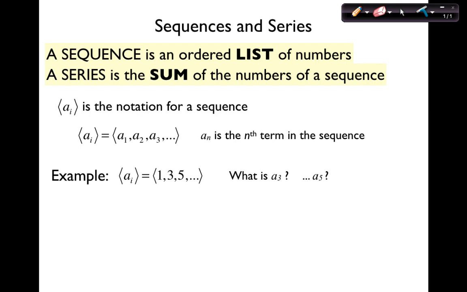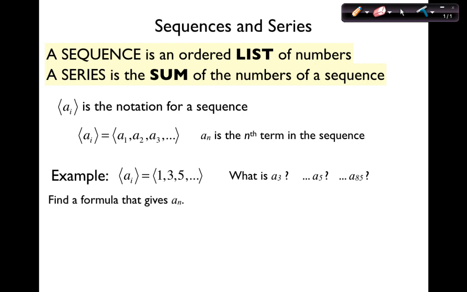Now, if this same pattern continued, what would A5 be? Someone said 9. Agree with that? It'd be 9. A5 would be 9. All right, what about A85? Not immediately known. Not immediately known, but we could figure it out if we had time.